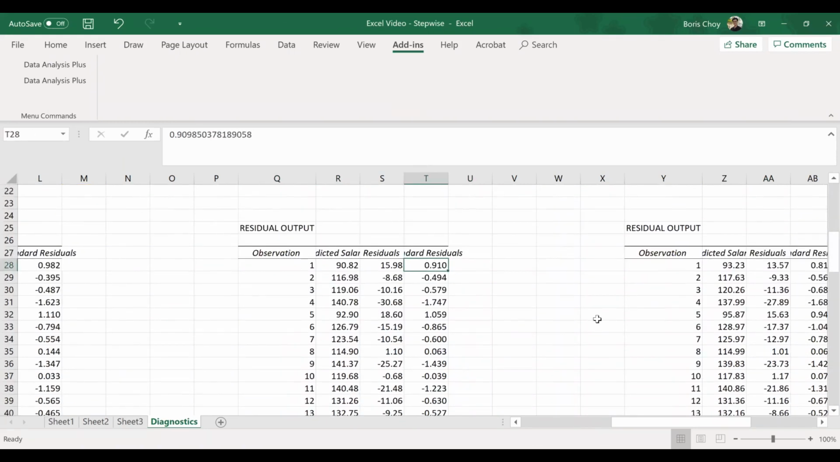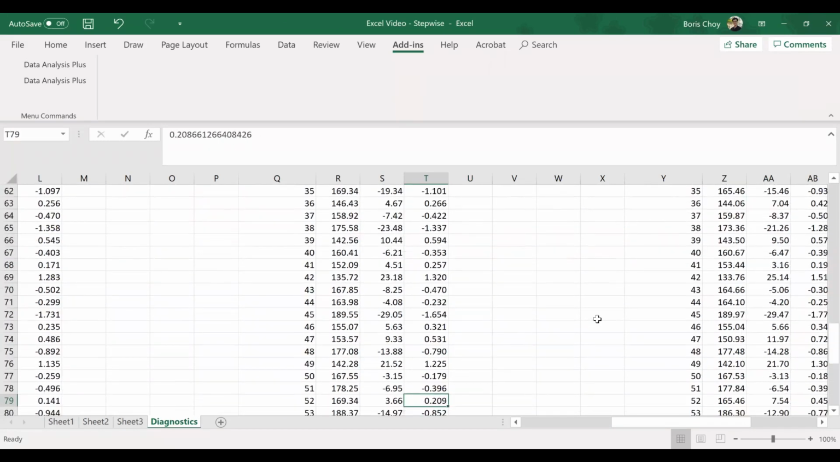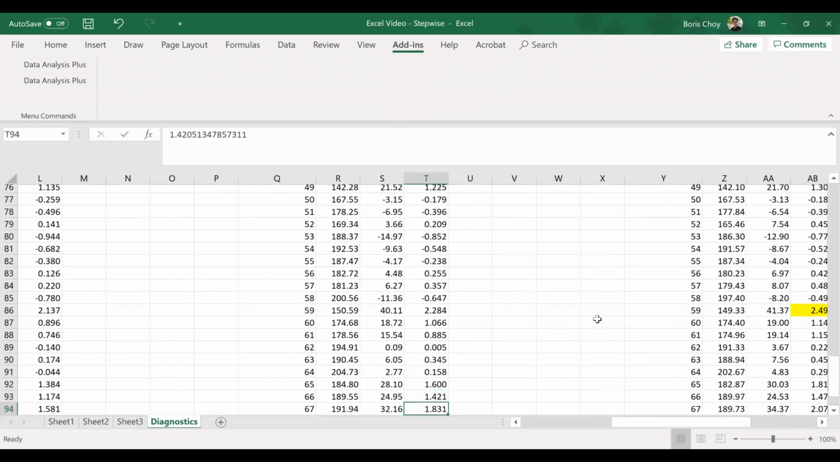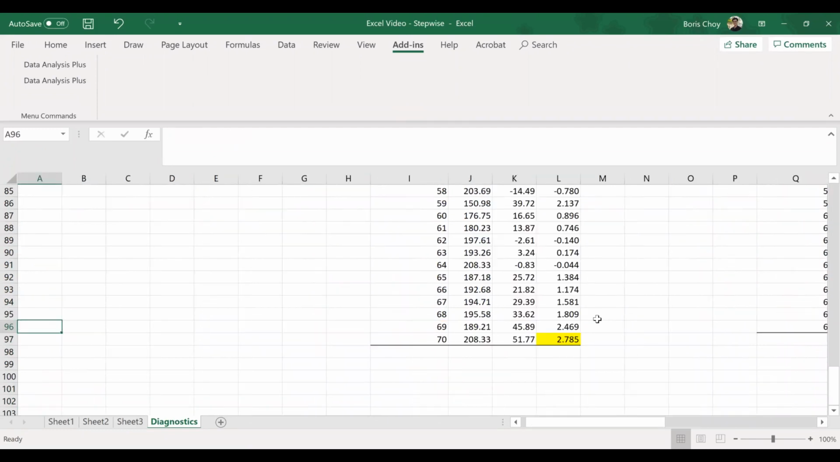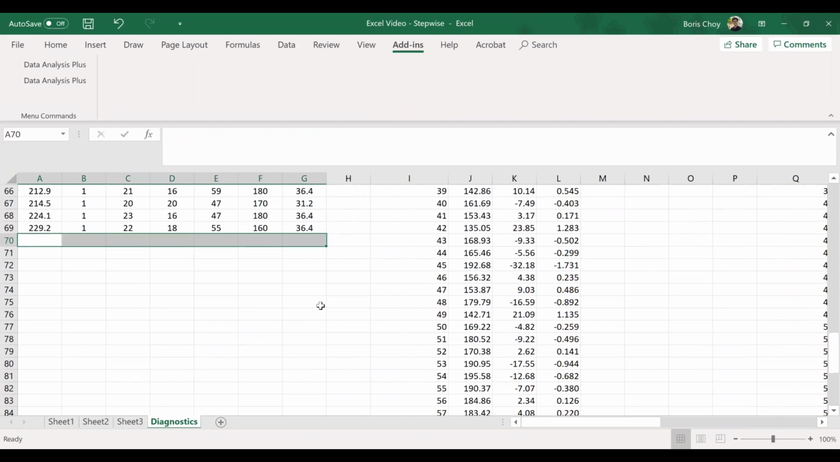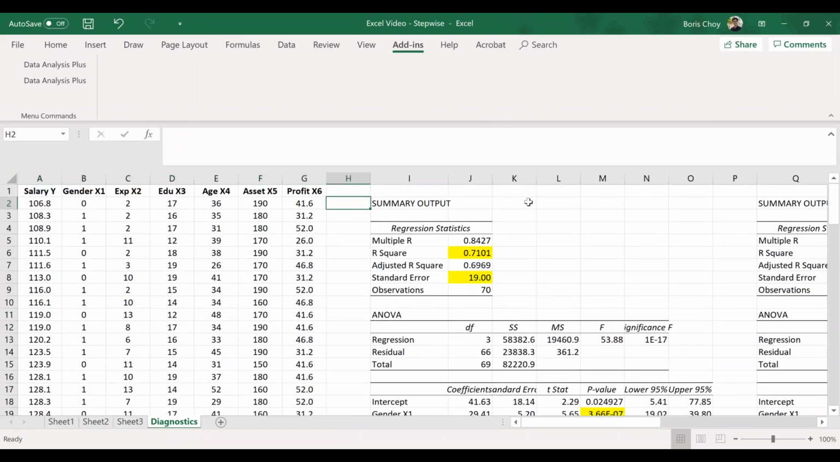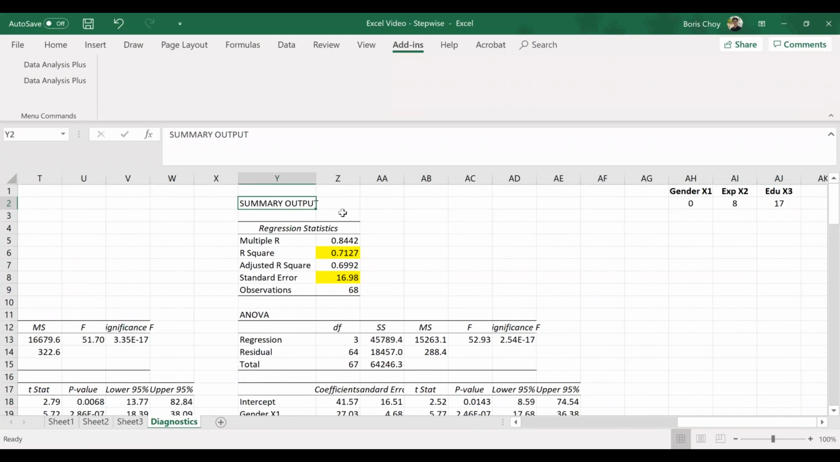Now we look at the standardized residual again to see whether there are any other outliers. Okay, observation number 69 is an outlier. So we delete observation 69. We do regression analysis with only 68 observations, and we have computer output starting from column Y.